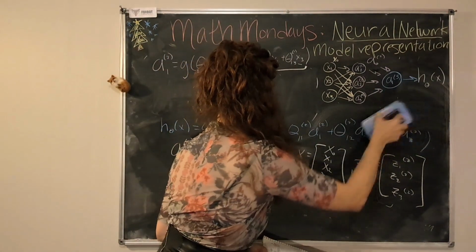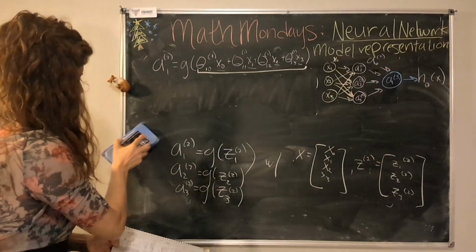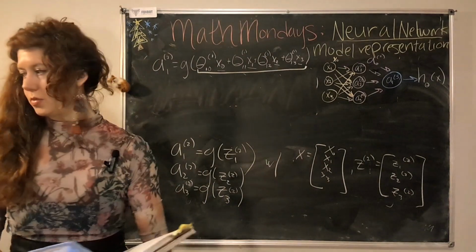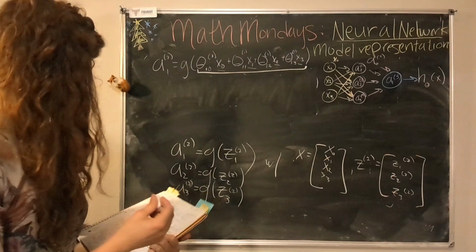We're gonna erase that. I'm gonna erase the hypothesis function too because we can always write that down if we need it again. I'm gonna keep those down there though. Okay, so how do we actually calculate these shenanigans?